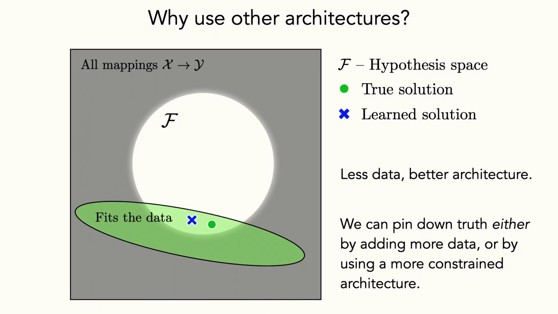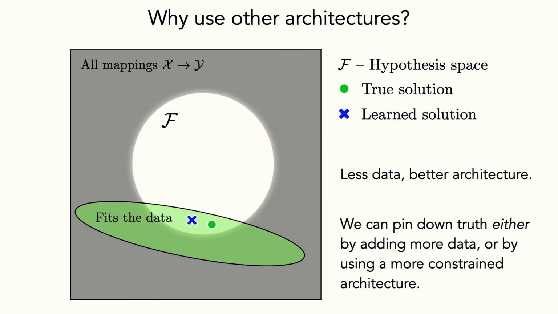So the idea is we can pin down, or get closer to, the true model by either adding more data or by using a more constrained architecture. And you can imagine that the combination of the two would be even better, right? So more data helps, better architecture or stronger inductive bias helps, and those two things combined is ideal.